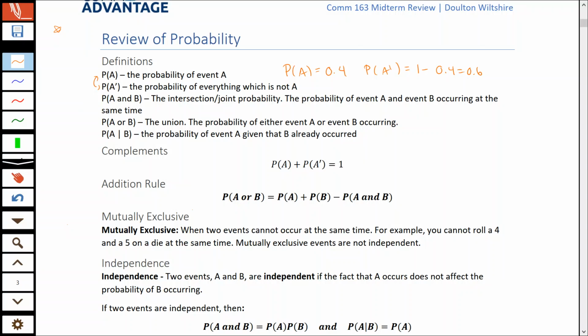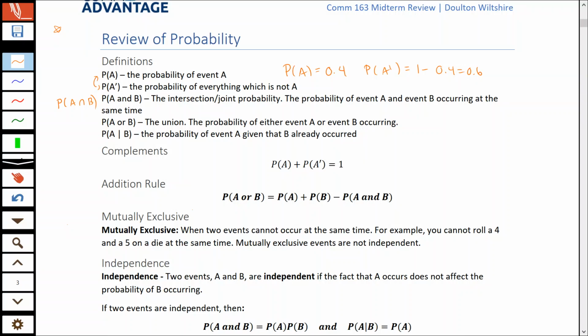The probability of A and B, this is the joint probability. So this can also be written with that union sign, with the intersection sign. And so this is the probability of event A and B occurring together. So this is, what's the chance that somebody eats a peanut butter and jelly sandwich in the day and goes for a run? Someone who did both of those things would be part of this group.